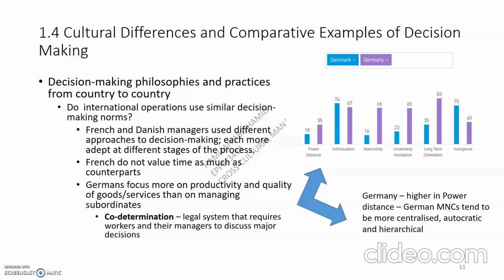Okay, we go back to the differences in power distance across countries. This is the difference between Denmark and Germany. Denmark is blue, Germany is purple. In terms of power distance, all of them are applicable, but power distance is even more highly relevant in decision making. Germany is higher in power distance than Denmark. Therefore, German multinational companies tend to be more centralized, more autocratic, and more hierarchical.